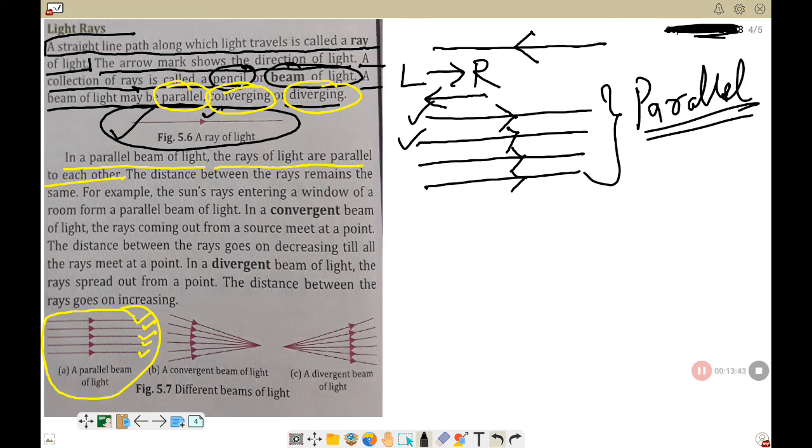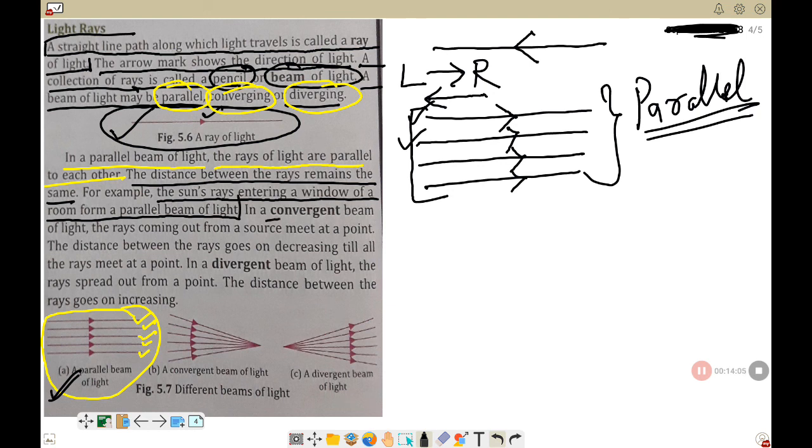These are called parallel rays. So the first type of beam of light is the parallel beam of light. So the figure is here. Understand? Now the distance between the rays remains the same. यो कुन चाहिँमा? Parallel beam of light. For example, the sun's rays entering a window of a room form a parallel beam of light.